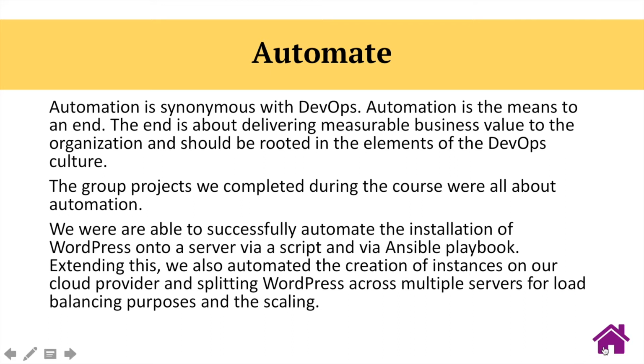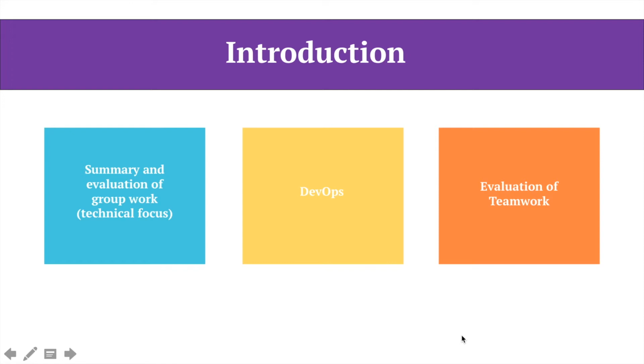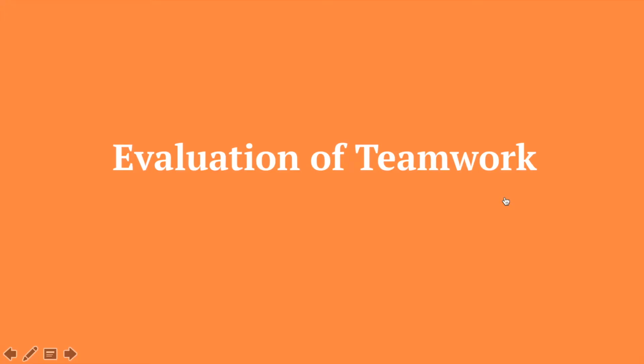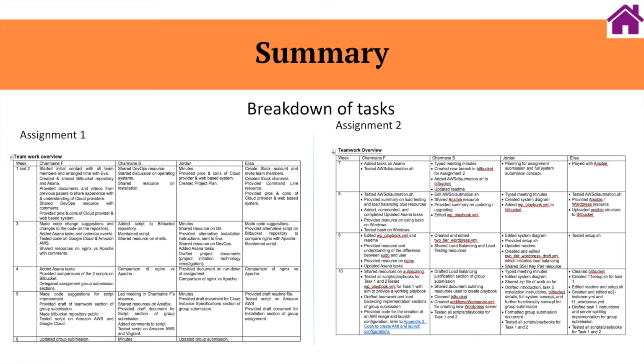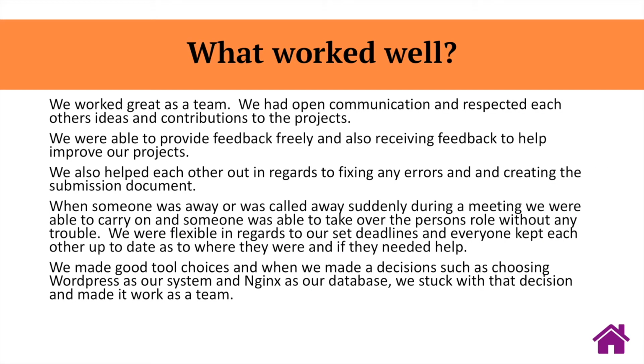So that was it for that one. And next one was evaluation of teamwork. So evaluation of teamwork: what worked well, what did not work well, and what would we do in future projects. So this is just a summary of the tasks we had done in Assignment 1 and Assignment 2. As you can see, we pretty much did all our fair share of work for both assignments.